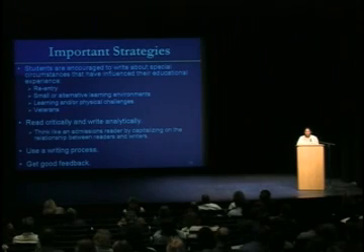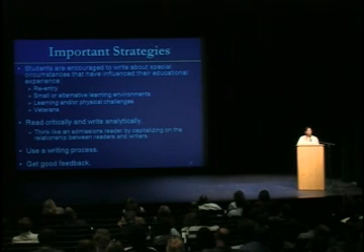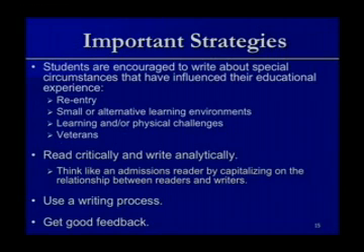What are some things that are important for them to do? Write about special circumstances. We want them to tell us about special circumstances that influence them. If they're older and returning to school, especially for transfer students, that's important for us to know. If they attend smaller alternative learning environments, that's important for us to know, or if they've been homeschooled. If they have any learning or physical challenges that have influenced who they are, how they've developed the opportunities that they've had, we want to know that. And if they're veterans, we want to know that as well.